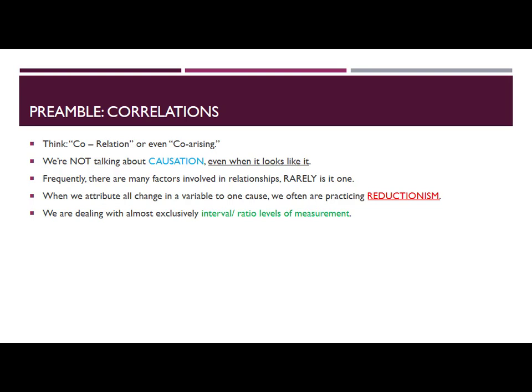When we're looking at correlations, we are dealing with variables that are in the interval ratio levels of measurement. This is something that we always have to keep in mind. Recall that when you study chi-square analysis, the variables are exclusively in the nominal category or the level of measurement. So when we're dealing with correlations, the variables are going to be inherently in the interval ratio levels of measurement.